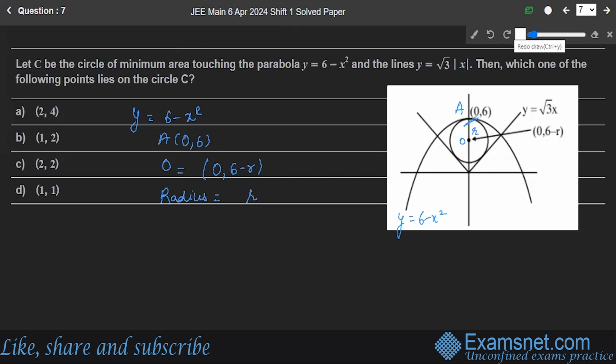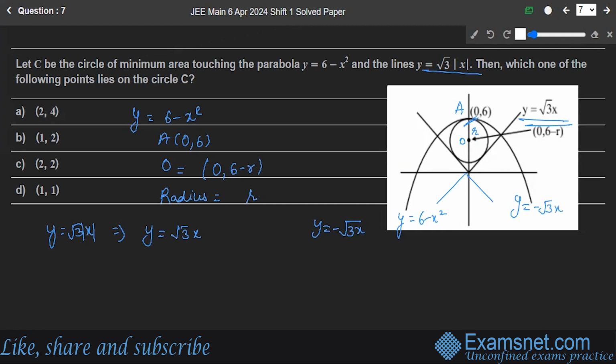Correct. So now let's see. This is the line y is equal to root 3 mod of x. So this can be y is equal to plus root 3 x or y is equal to minus root 3 x. I'll take only the positive one, because y is equal to minus root 3 x lies towards the negative y axis, and we don't need that because the circle is lying in the upper two quadrants only. Fine. So this is the line, this is your parabola.